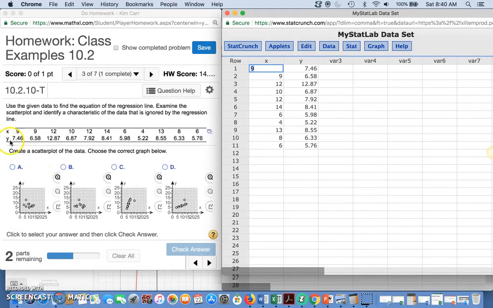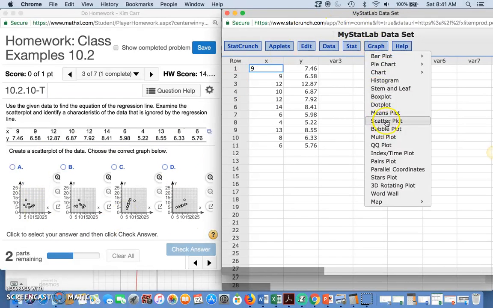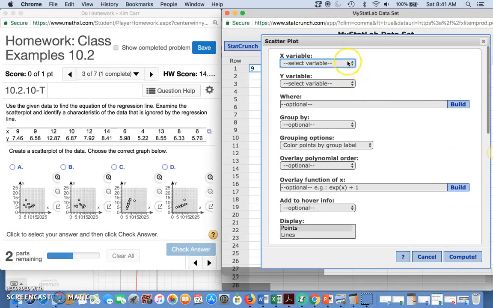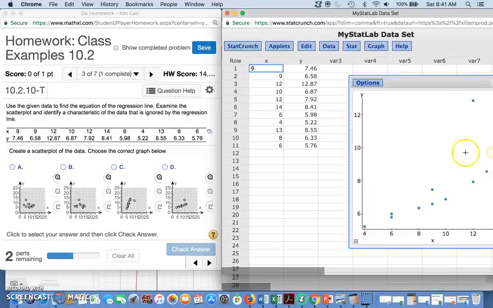Okay. Now, the first thing though that it asks this time is to find the scatter plot. So we'll go to graph first and then scatter plot. As before, X was in the X, Y was in the Y, and we compute. Okay, this is the graph that we've got.